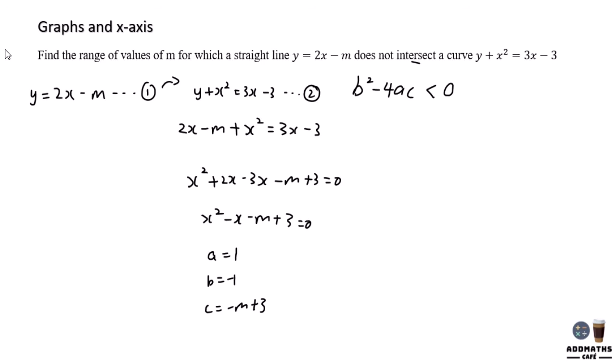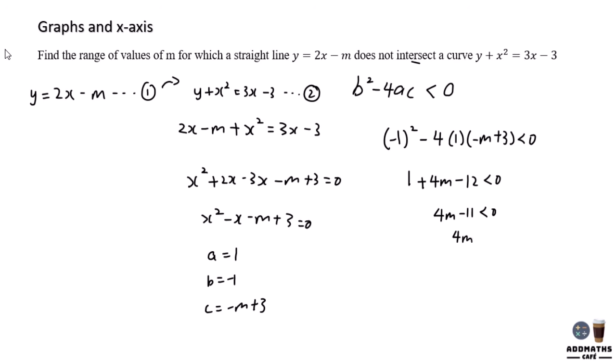Alright, so applying into the formula here, b will be negative 1 squared minus 4 times a, which is 1, and c is negative m plus 3, less than 0. So this is 1 plus 4m minus 12 less than 0, 4m minus 11 less than 0, 4m will be less than 11, and m will be less than 11 divided by 4. So this is the range of values of m.